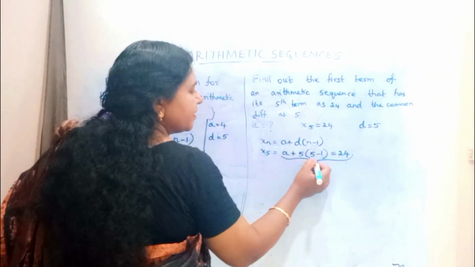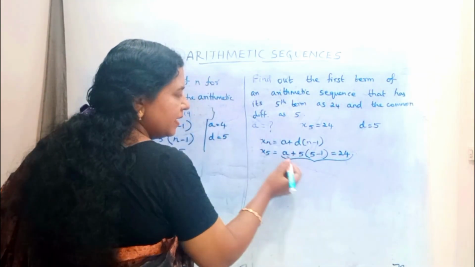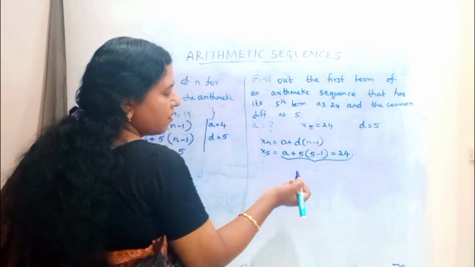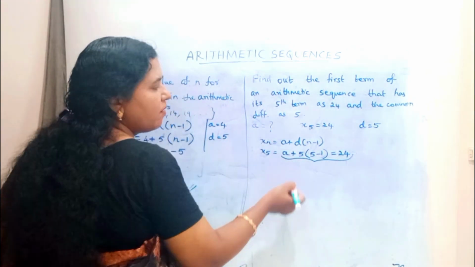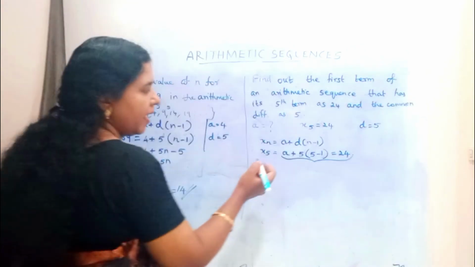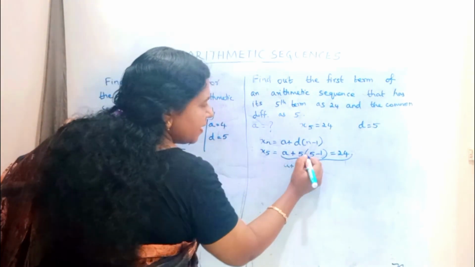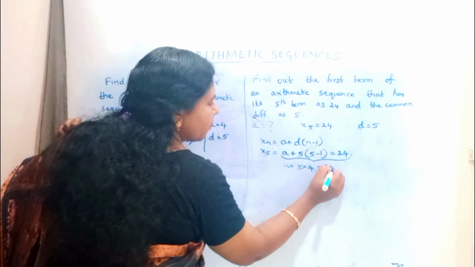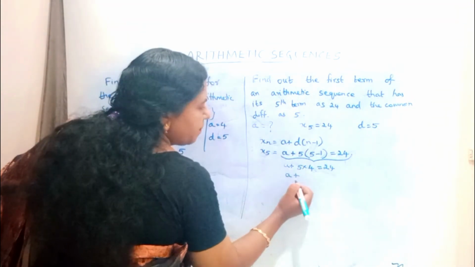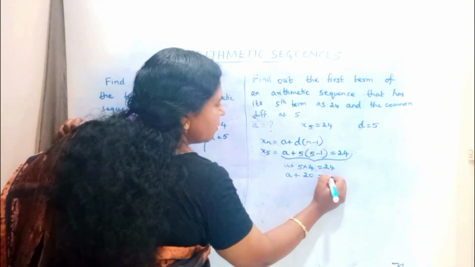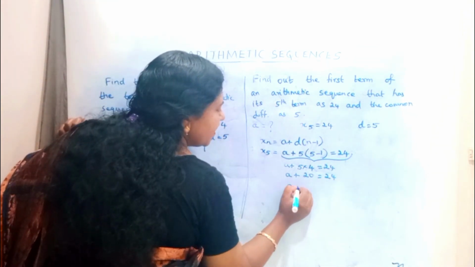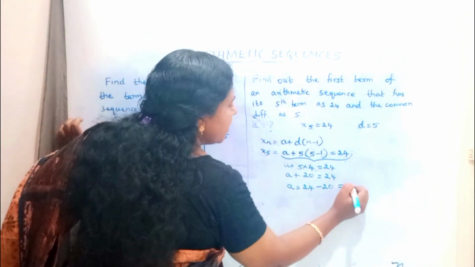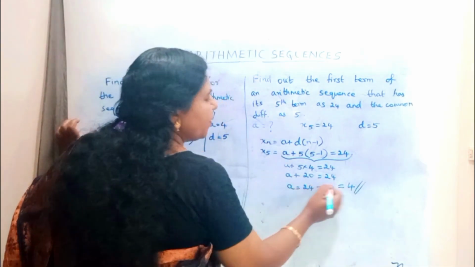Okay, so now we can consider this section alone and we can proceed. Here A is the only unknown value and all the other values are constant. So we can solve and bring out the value for A. So it becomes A plus, here 5 into 5 minus 1, it is 4. So it is equal to 24. Now it is A plus 20 is equal to 24. Now the next, A is equal to 24. This plus 20, when it goes to the other side, it becomes minus 20, and so it is equal to 4. So now the value of A is equal to 4.